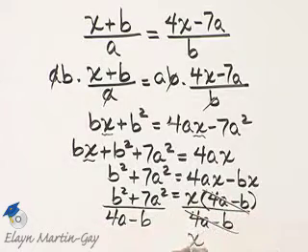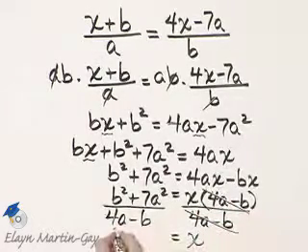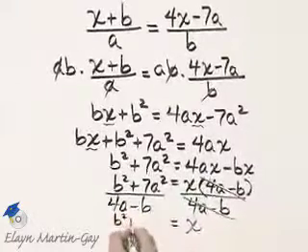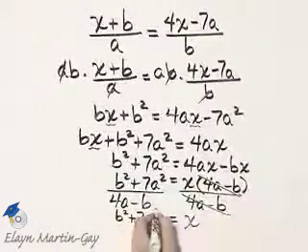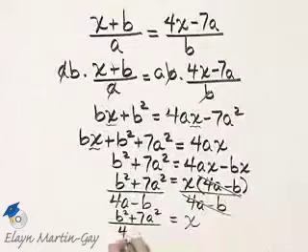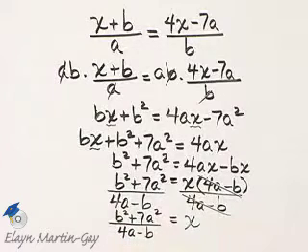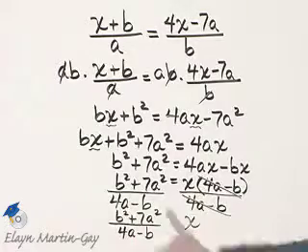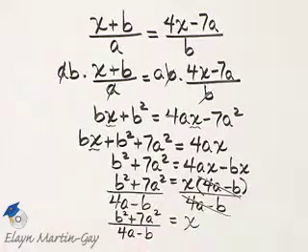They divide out, and look what x equals. It's b squared plus 7a squared over 4a minus b. Notice I've solved for x, the coefficient is an understood 1, and there's no x's on the other side.